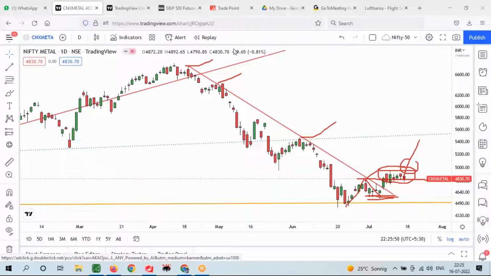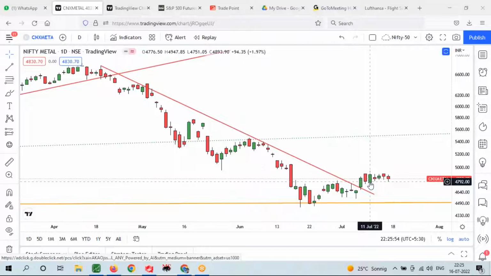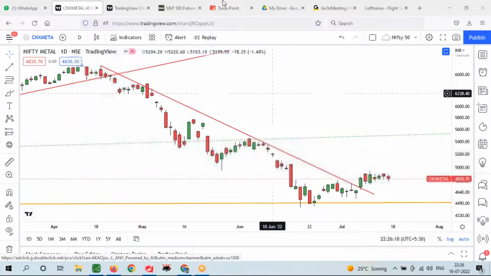I think you can see this range. Look at this candle, 11th July. The next candles are within that candle range. So once this high 49.48 is crossed, expect some momentum in metal stocks. Okay, it can go up to this gap area. I'll show you the gap.